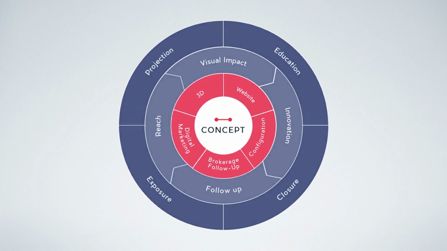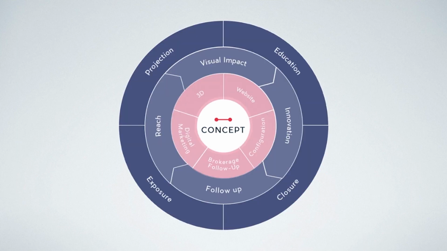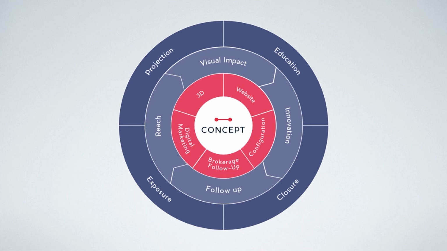Bear in mind the 5 key tools at the center, which are digital marketing, 3D, website, configuration, and brokerage follow-up. Then the different phases in the middle layer, which are reach, visual impact, innovation, and follow-up, in order to fulfill the 4 main objectives on the outer layer, which are exposure, projection, education, and closure.